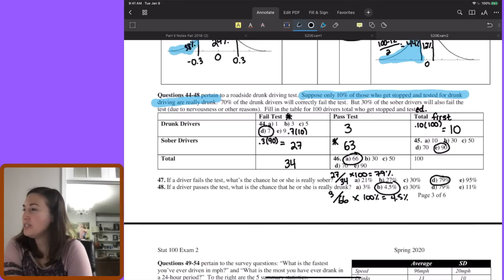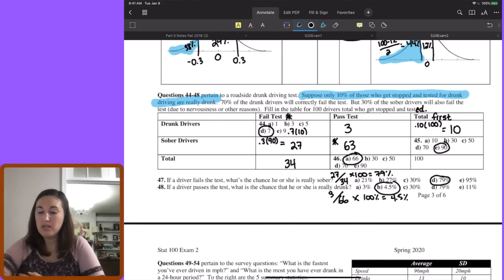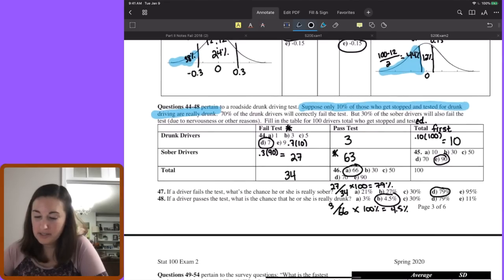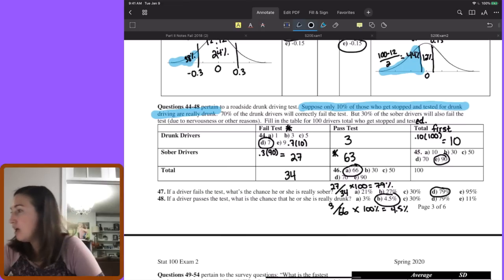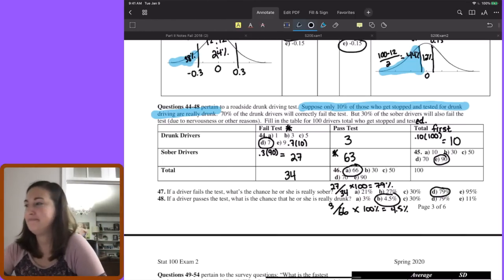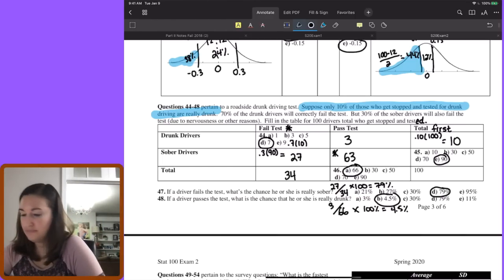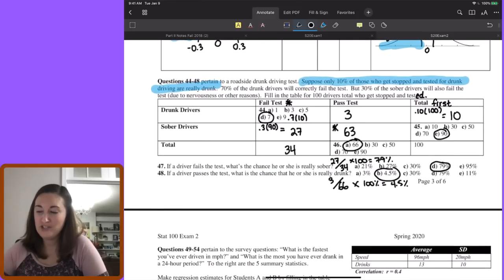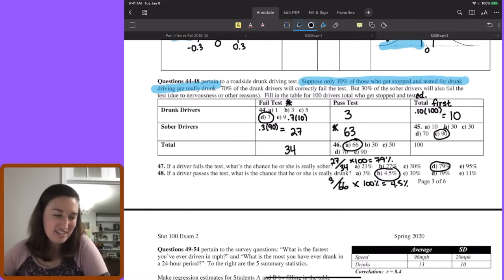Somebody said, why isn't it 0.7 times 100 for the first column? For the first column, it says 70% of the drunk drivers will fail the test, and there's only 10 drunk drivers. If it says 70% of all drivers would fail the test, then that would be the case. Someone said, do we have to fill in the table during the exam? Yeah, there is a question about the table during the exam. Cool. So that was our first probability question.